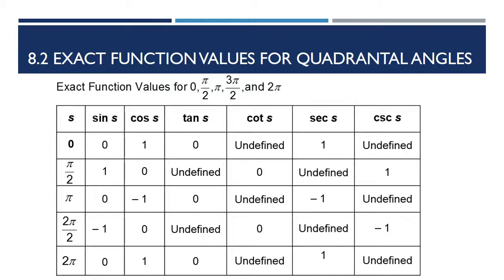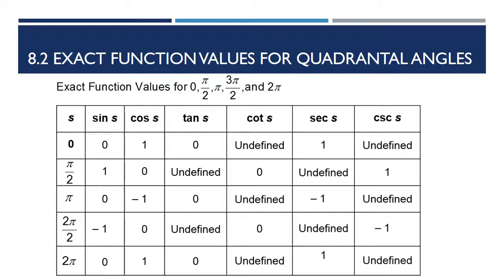These are the exact values for the quadrantal angles. The quadrantal angles, remember we talked about those with degrees: 0, 90, 180, 270, 360. For radians, it's going to be 0, pi over 2, pi, 3 pi over 2, and 2 pi. And it's really important that you know which of the degree angles those correspond to.